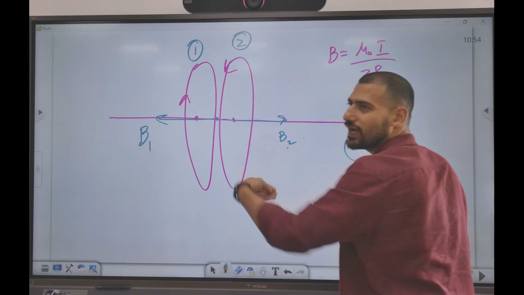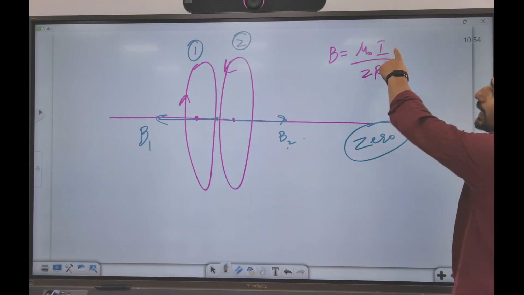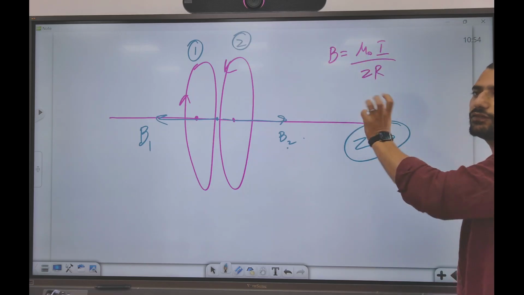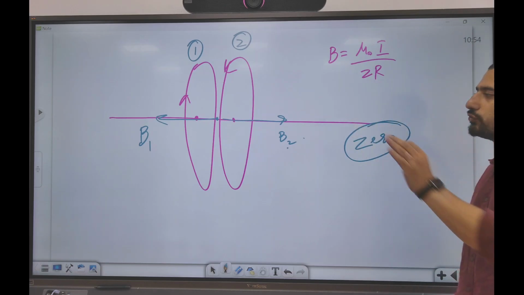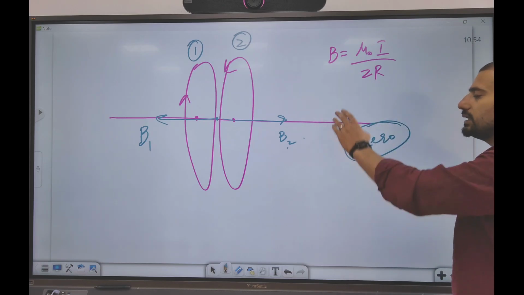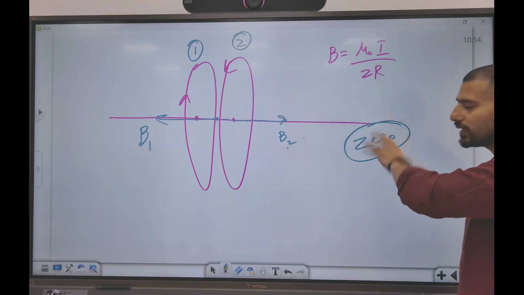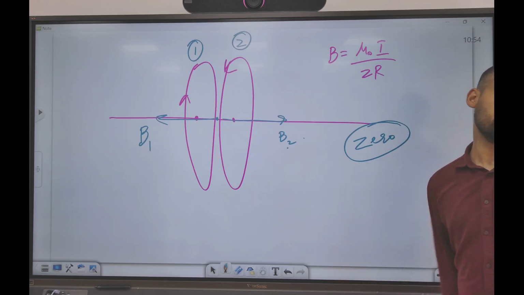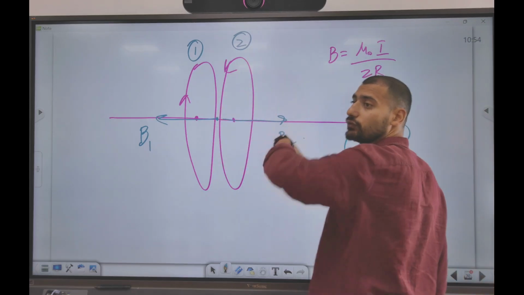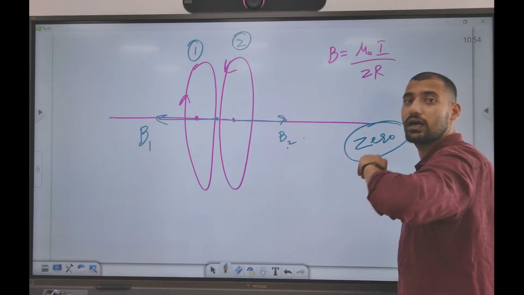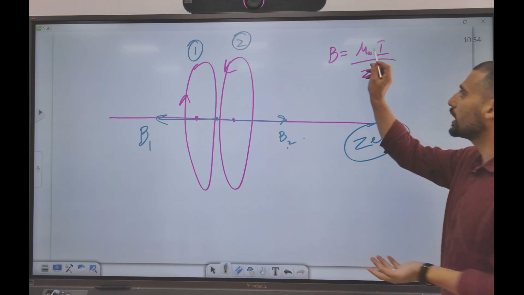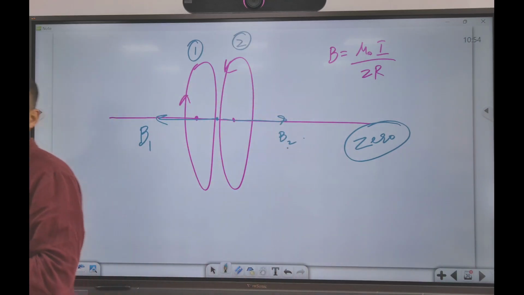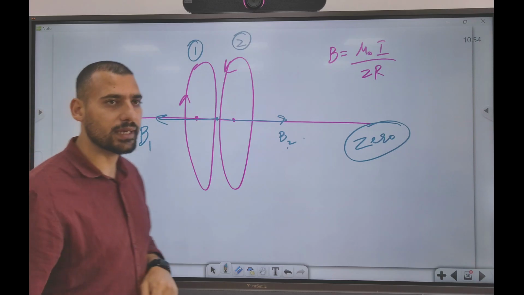Because the individual values are same. Mu naught I, current is same, divided by 2 times radius. Radius is same, therefore the magnetic field will be same. B1 in magnitude will be equal to B2. But because they are in opposite directions, we have to subtract them, and the answer would be 0. We don't need to evaluate it. If the direction of the current was same, then we have to add them, and the answer would have been mu naught I upon R. Is that fine? This is the concept. Clear? Any doubt in this?